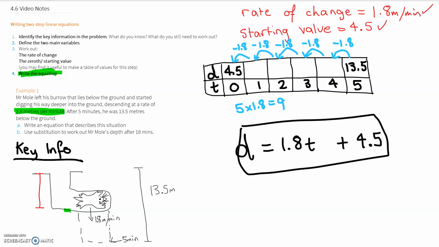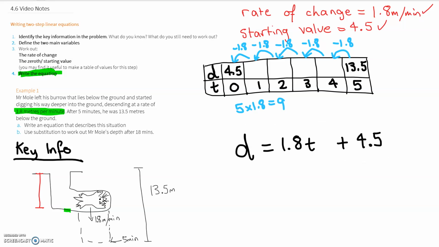Woohoo! Hooray! Winning! Wonderful! Now, when you're writing an equation, you should substitute into it to check your answer. In the interest of not making this video too long, I'm not going to do that here, but you can check the notes in the gather section to see how I've done that. But you just pick a value for t and check that it gets the right answer.